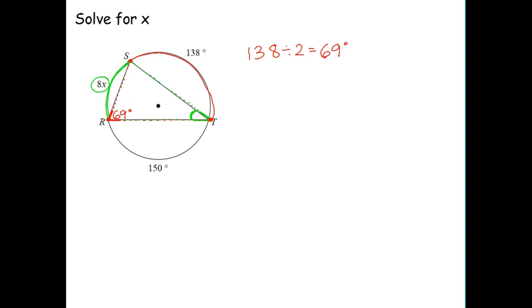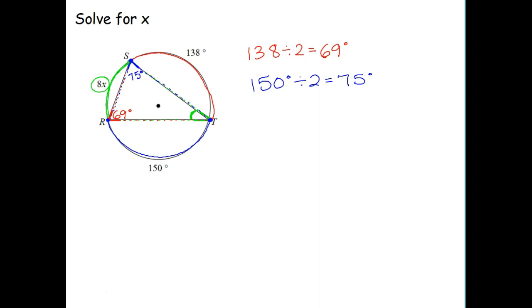And you can also see that from R to T, we have a 150 degree arc. And again, if we follow these sides back and find the angle that it's paired with, we can see that it's another inscribed angle, angle S. And in order to find angle S, we just have to take its intercepted arc and divide it by 2. So 150 degrees divided by 2 will give us 75 degrees.